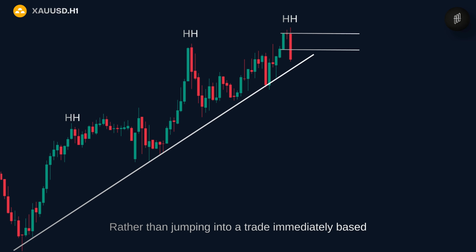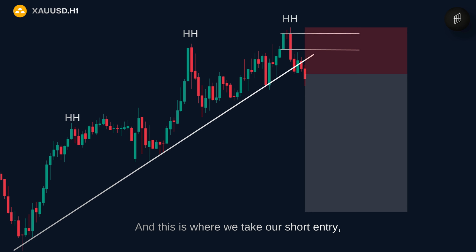Rather than jumping into a trade immediately based on the CRT model alone, patience becomes key here, as we want additional confirmation before committing to an entry. So, at this stage, we simply wait and watch for the trend line to actually break, rather than anticipating the move prematurely. Finally, the trend line gets broken, confirming the shift in momentum we had been anticipating, and this is where we take our short entry, right at the point of the trend line break.